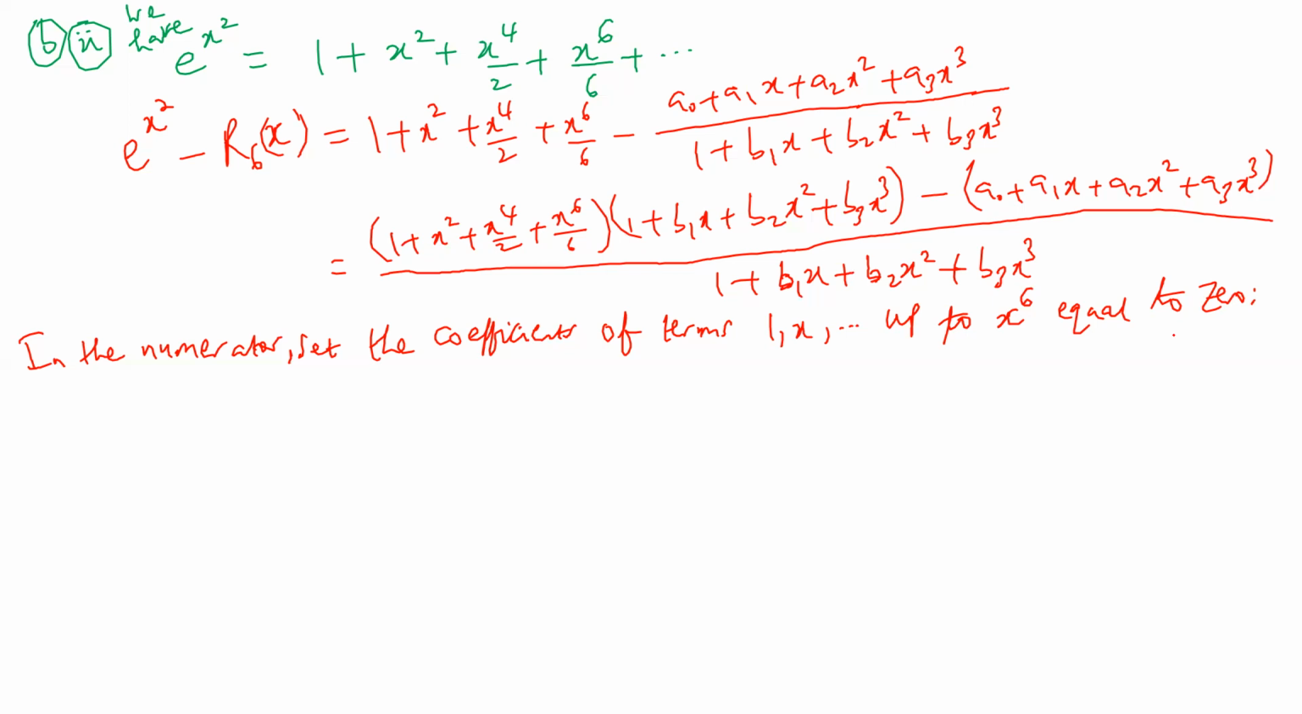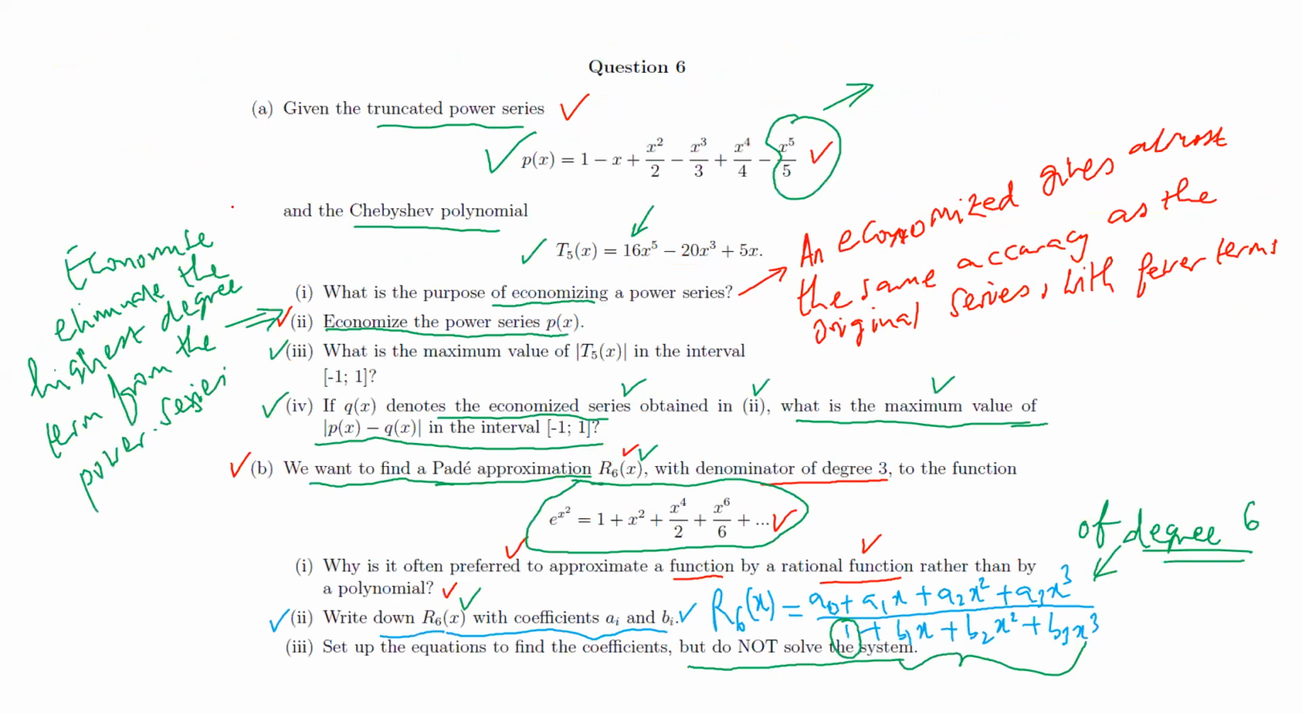So we want to find the Pade approximation. Yes, please. Where did you get this from? Okay, that's a good question. Where did I get that from? It's R sub 6. It's the polynomial we use of degree 6. So it came from here. It's the blue one at the bottom of the screen because they said here, write down R sub 6 with coefficients a_i, b_i. So I wrote R sub 6 of degree 6.